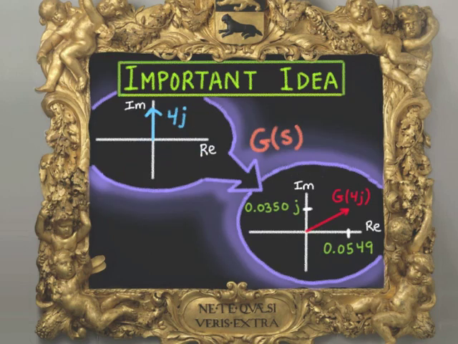We can represent this important idea in the following picture. We have s, which takes on values in the complex plane, for example, 4j. That number then goes into g of s and produces another complex number, which takes on value in a different complex plane. The first complex plane has units of radians per second, and the second one has units determined by the input and output signals. You can view g of s as a mapping of one complex number into another complex number. It turns out this idea of the mapping of one complex number into another complex number is a very important idea in much of what we do later.